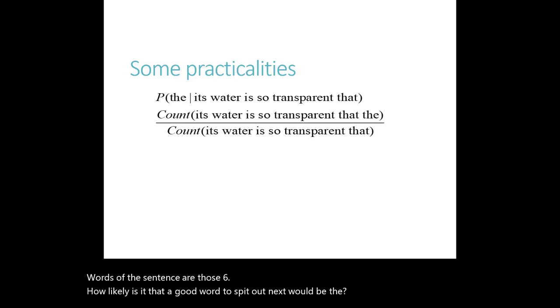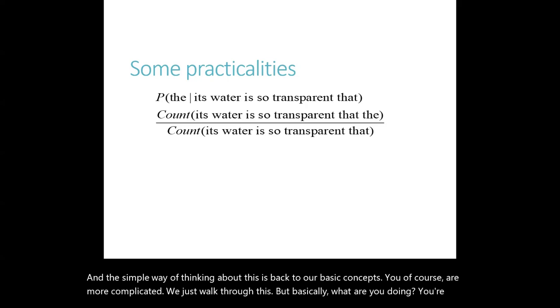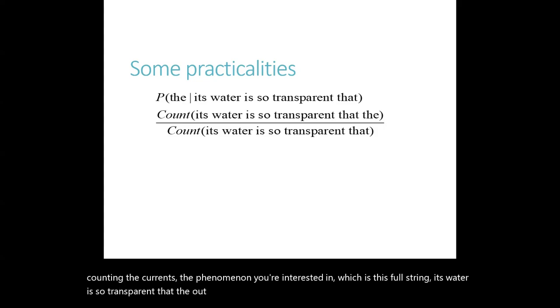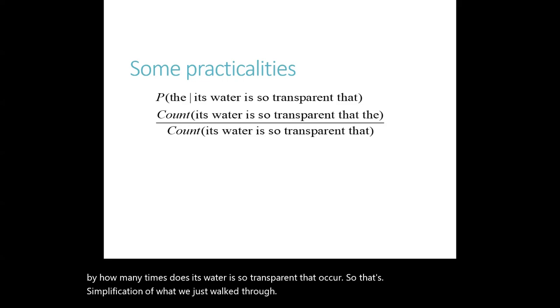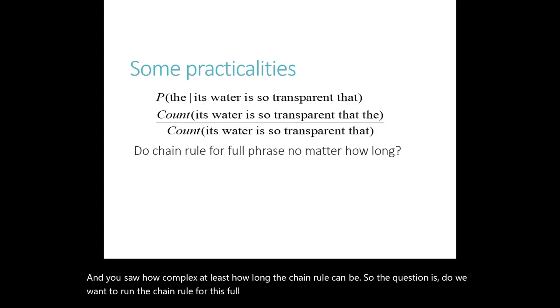And the simple way of thinking about this is back to our basic concepts. Of course, it's more complicated, as we just walked through, but basically, what are you doing? You're counting the occurrence of the phenomenon you're interested in, which is this full string, "its water is so transparent that the", out of the context, which in this case is the previous words, divided by how many times "its water is so transparent that" occurs. So that's a simplification of what we just walked through. And you saw how complex, well, at least how long the chain rule can be. So the question is, do we want to run the chain rule for this full phrase or any sentence, no matter how long it is?